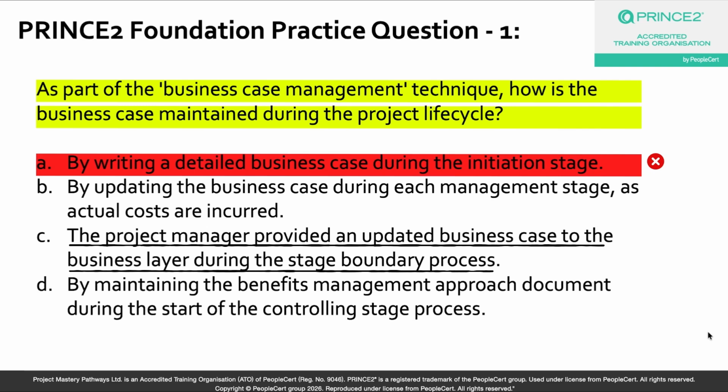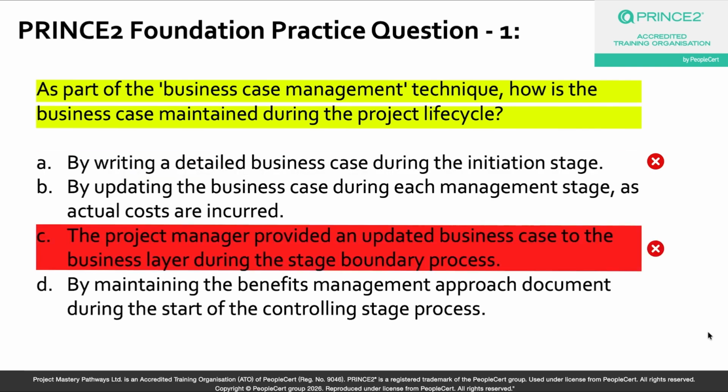Also, and this is very important, the maintain step of the business case happens across all the stages, right? Not only at the stage boundaries, as we discussed whilst we were discussing the nuances of option A. So restricting it to just the stage boundary process is too narrow and should not be done in a typical PRINCE2 project. Okay, so that is why this option is also an incorrect answer choice.